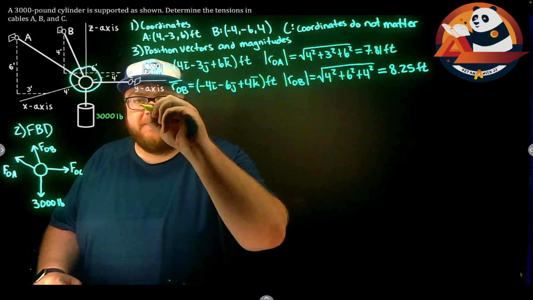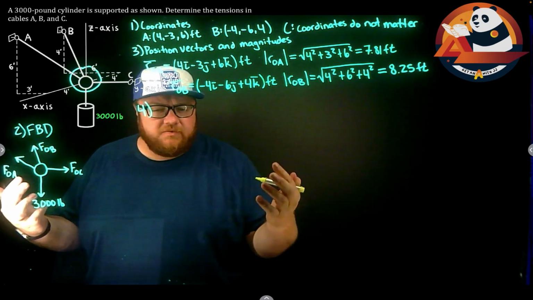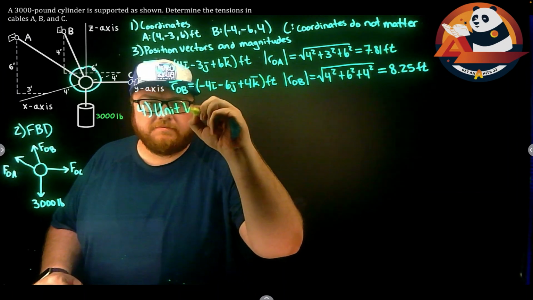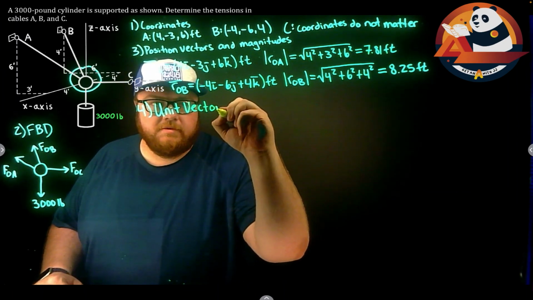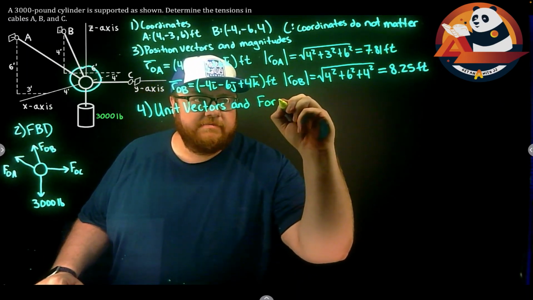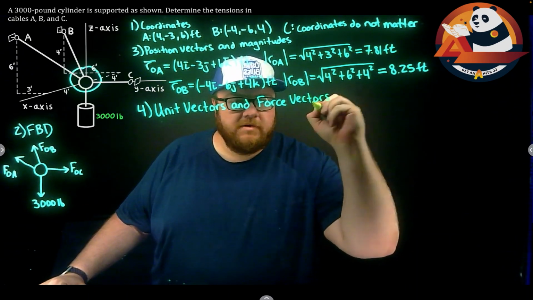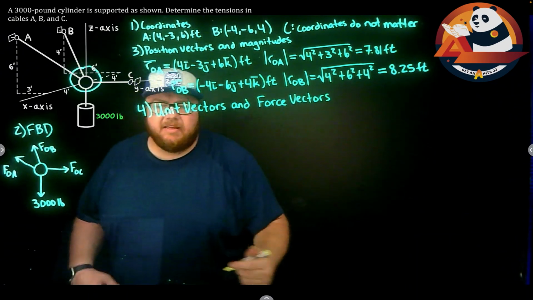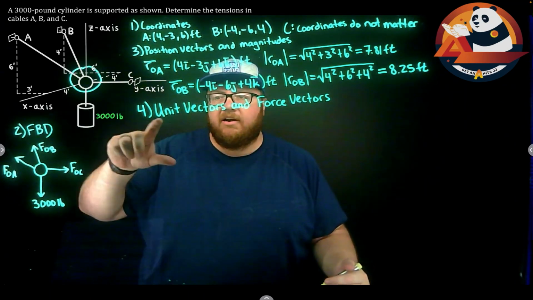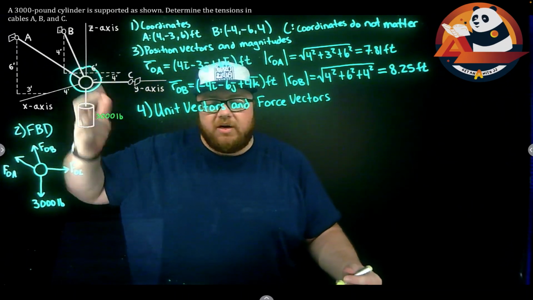Our fourth step, we can say, let's combine unit vectors and force vectors into one step. We know to get a unit vector, we take the position vector divided by its magnitude. To get a force vector, we take our unit vector and multiply by whatever the force is. We can combine those into one step really easily.